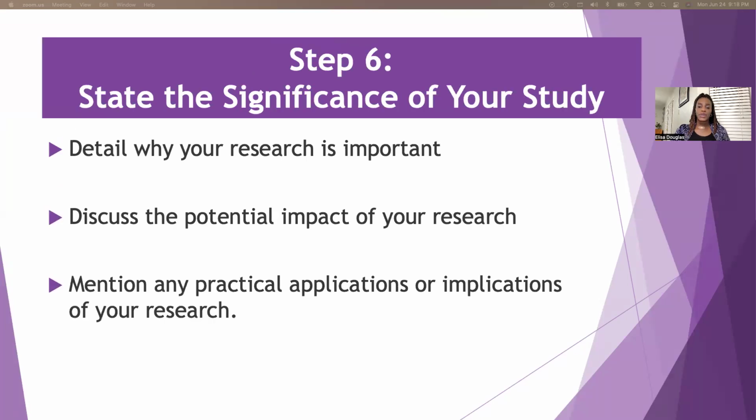Step 6 is where you will state the significance of your study. You want to highlight the importance of your research and discuss the potential impact and significance, right? So explain how your findings will contribute to the field and why your findings are important. So mention any practical applications or implications of your research, because this could also include policy recommendations, any advancements in theories that you found, or any practical solutions to real world problems.